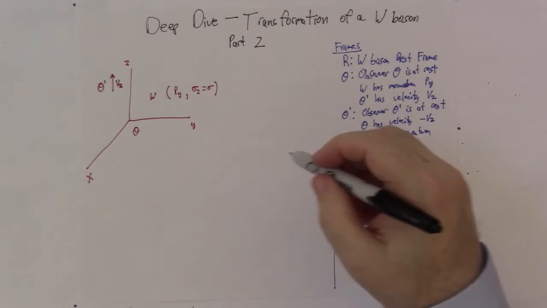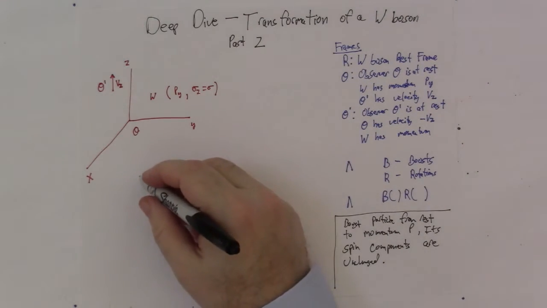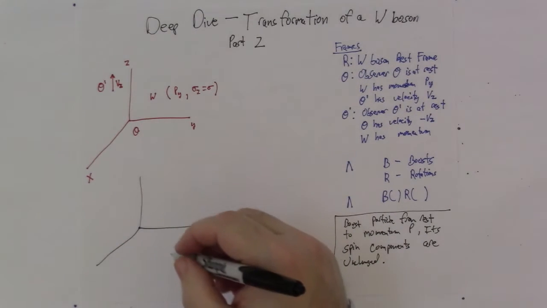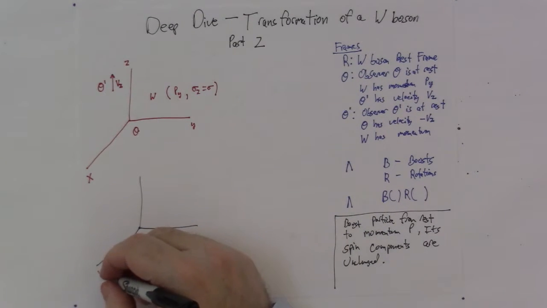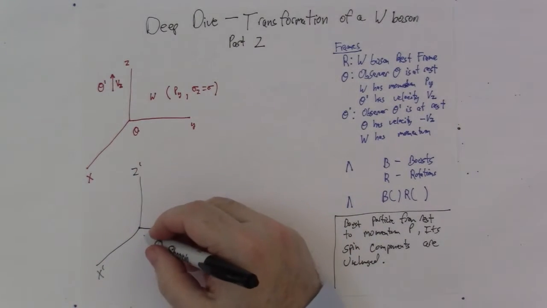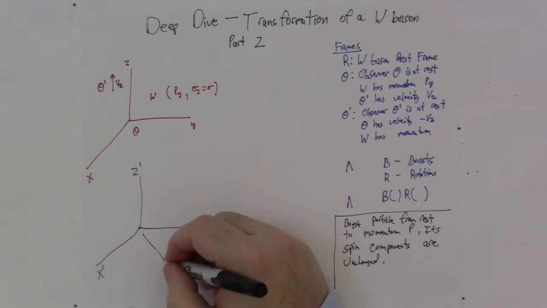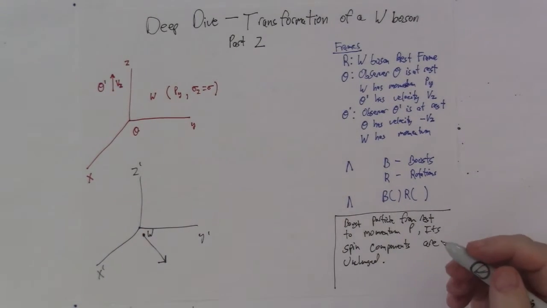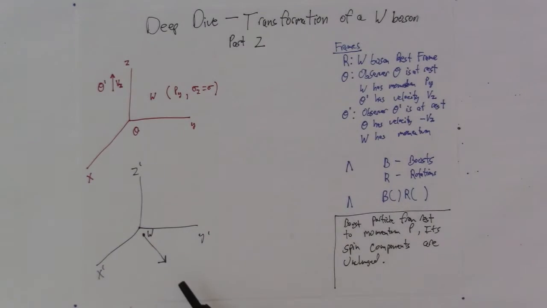So we know it's traveling in O prime's frame. I'll use primes for O prime, Y prime, Z prime. The W particle is moving something like this. This is its momentum. And you might think, well, okay, so it's moving in this direction. We simply have to boost in this direction, and its spin is unchanged. But this would be incorrect.